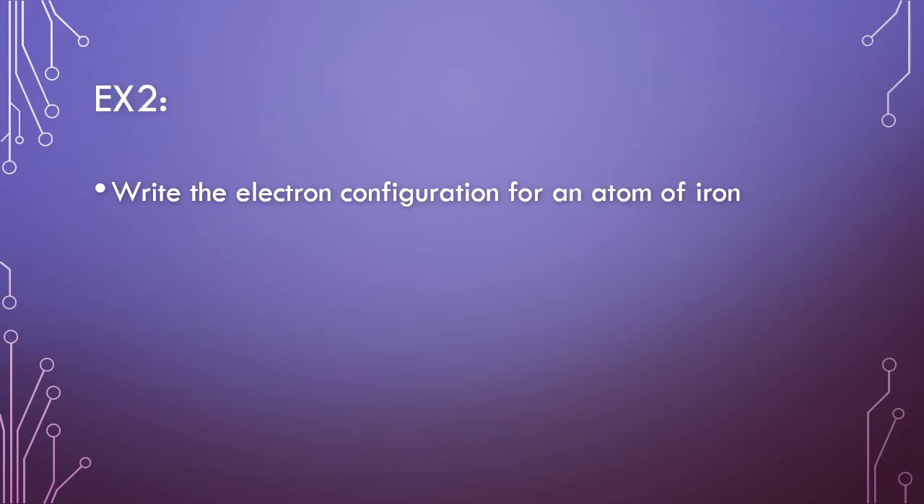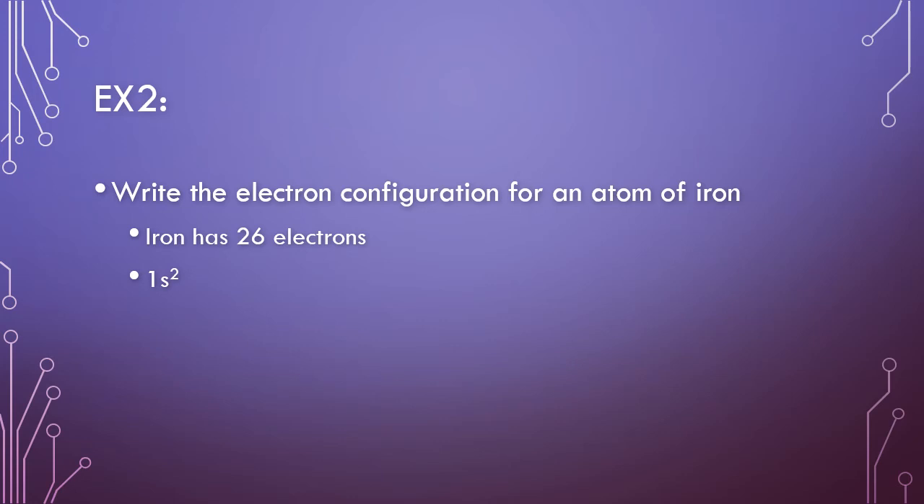Let us take a look at another example and one that is a little bit longer. Let's write the electron configuration for an atom of iron. Iron is atomic number 26. Therefore, an atom of iron is going to have 26 electrons that we need to find homes for. Following the Aufbau principle, we must start with the lowest available energy orbital. That is always the 1s orbital. So we will start with 1s2. We have found homes for 2 of the 26 electrons.